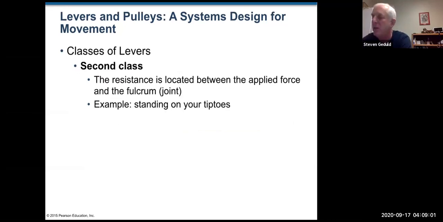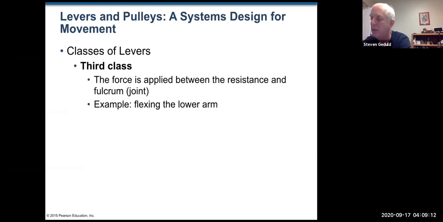Second class lever action: the resistance is located between the applied force and the fulcrum, or the joint, like standing on your tiptoes. You roll yourself up. That's a second class lever action. Third class: the force is applied between the resistance and the fulcrum point. An example is flexing your lower arm. It's a third class type of lever action.